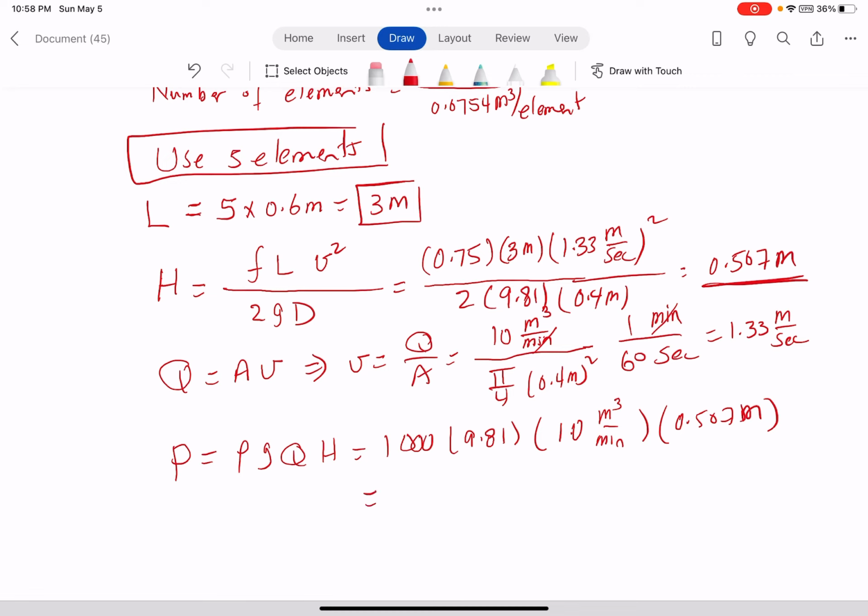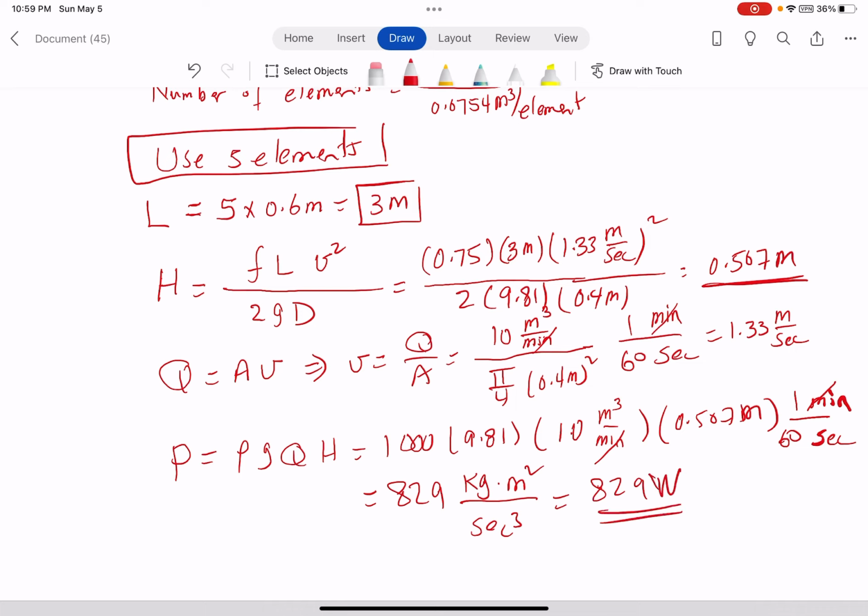Since the power is in kilogram meter squared per second cubed, we need to convert this minute to seconds, and 1 minute is 60 seconds, because we have everything in seconds. That would give you almost 829 watts. That's the power needed to mix all these chemicals.